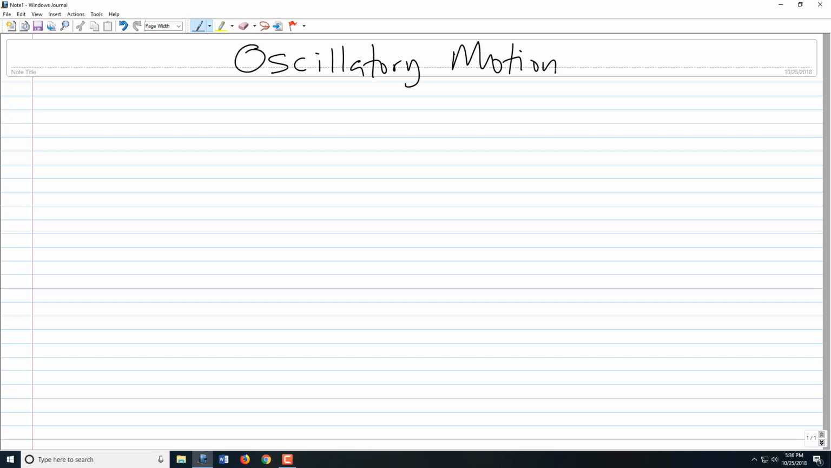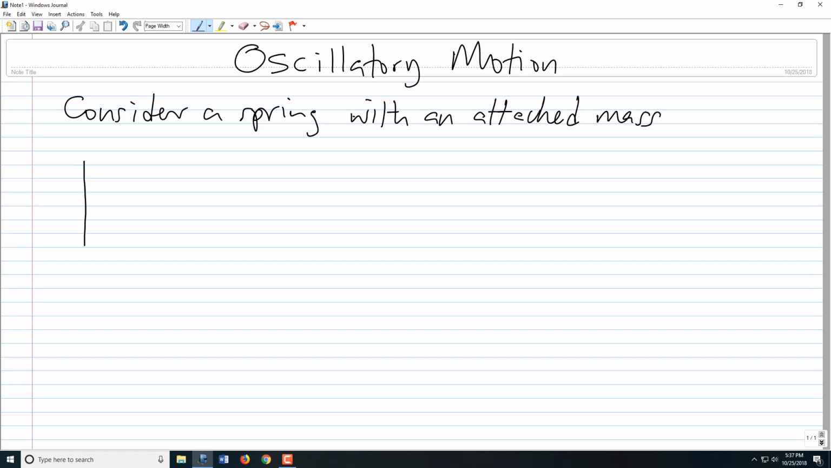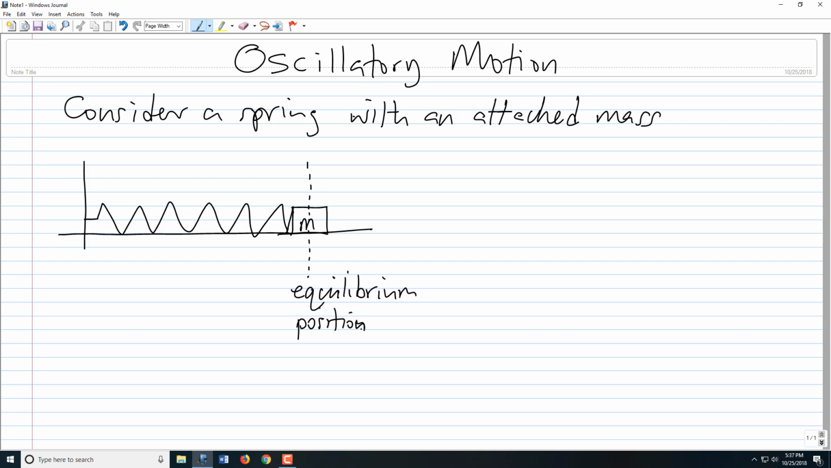Let's start off by looking at the motion of an object attached to a spring. So let's consider a spring, and we have a mass attached to the spring. So I'll draw the spring system with a mass attached. Let's say the mass is m, and this is the equilibrium position of the spring. Equilibrium position is a position where the spring is neither stretched nor compressed.